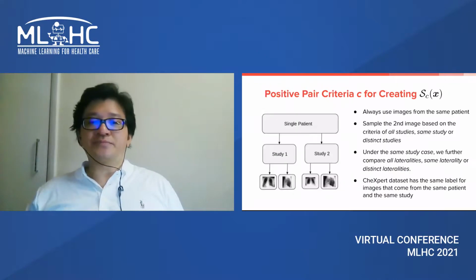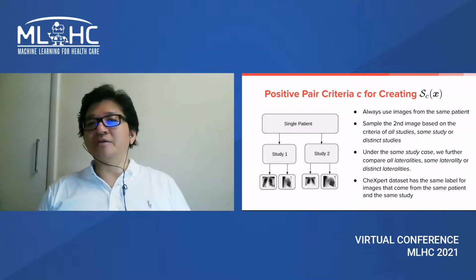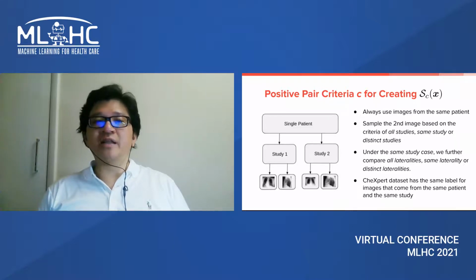In the CheXpert dataset, each patient may have multiple studies, and each study may have multiple images. The images can have different lateralities, frontal or lateral. Labels are provided at study level, meaning each image within a study has the same label.